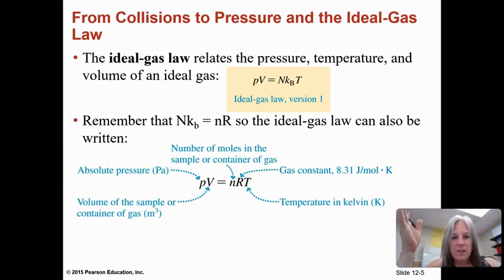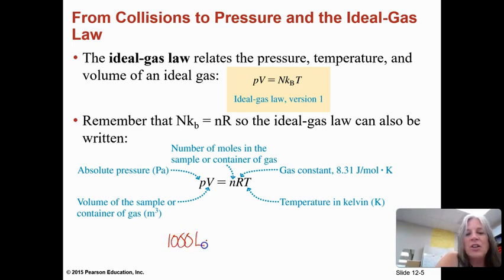Again, in physics, we're very specific about our units. Pressure is in pascals, volumes in meters cubed. By the way, there are 1,000 liters in 1 meter cubed. You might want to write that down because that conversion factor is very important, because we typically talk about volume of gases and liquids in terms of liters. Our gas constant for these quantities is 8.31. Our temperature is always in Kelvin.